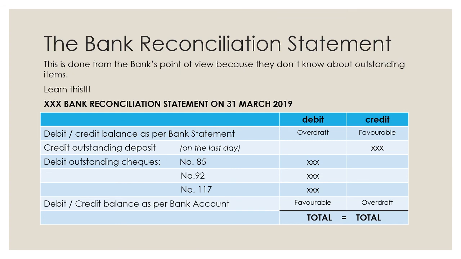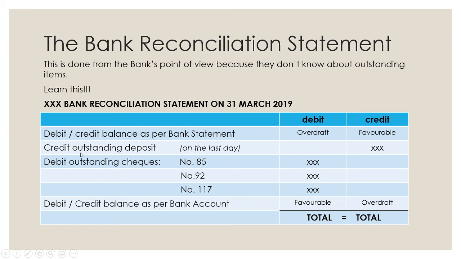So this is your bank reconciliation statement. This is done from the bank's point of view. They don't know about outstanding items. You need to learn this format. The first thing is your debit or your credit balance as per your bank statement. You're just going to get that on your bank statement. The last balance that they give you, this is what you're going to write in, either on your debit side if it's an overdraft, or your credit side if it's favorable.